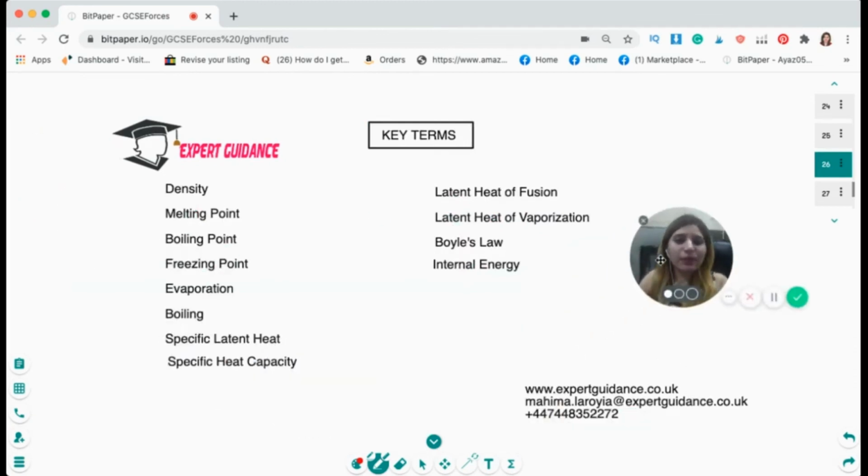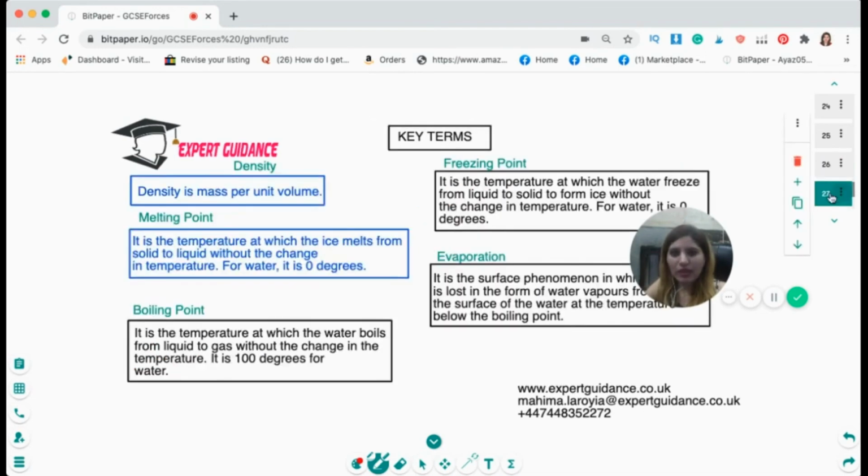Now let's look at some glossaries of this topic. You should know what is density, melting point, boiling point, freezing point, evaporation, boiling, specific latent heat, specific heat capacity, latent heat of fusion, latent heat of vaporization, Boyle's law, and internal energy. You can pause the video, try defining these terms, and come back and check the answer. Okay, so density is mass per unit volume.